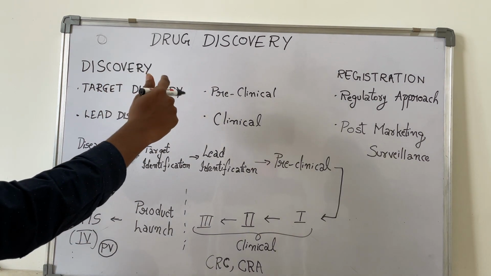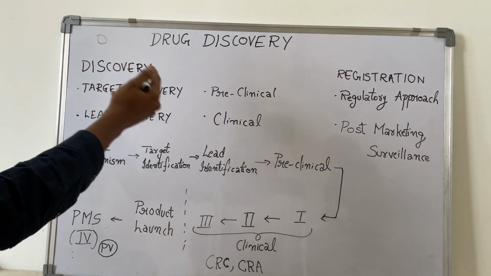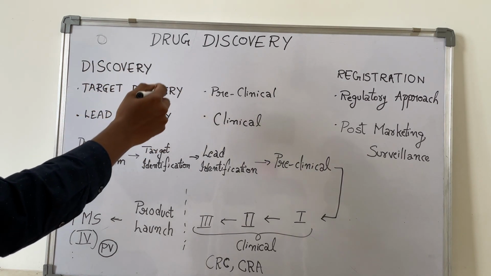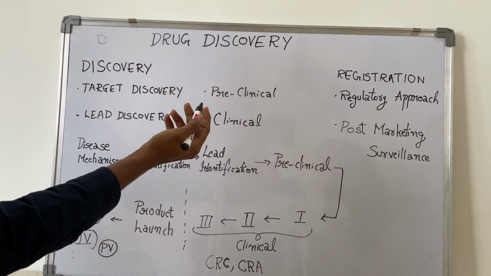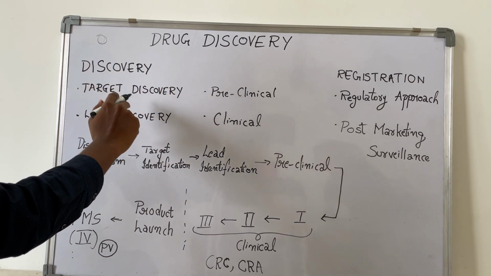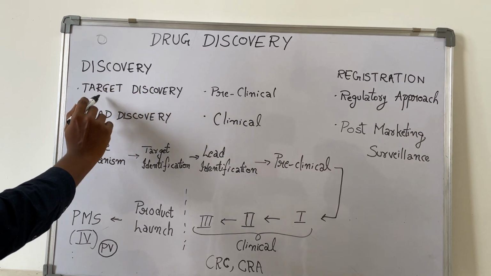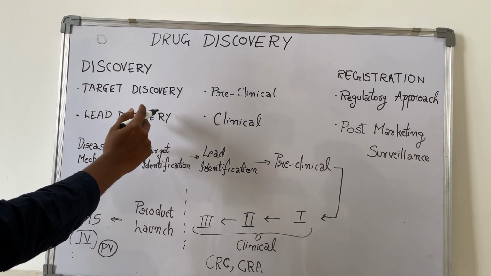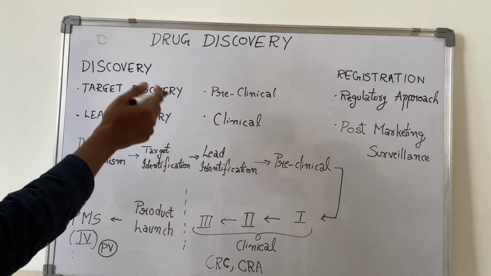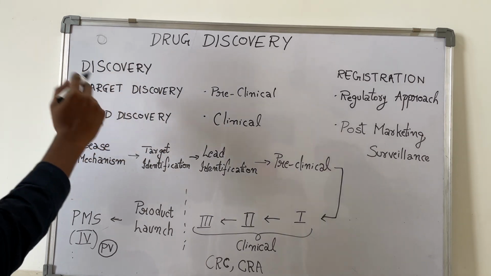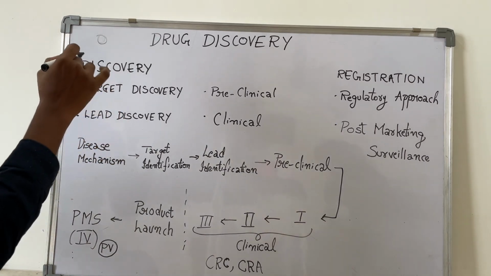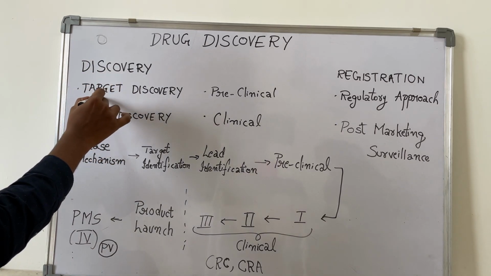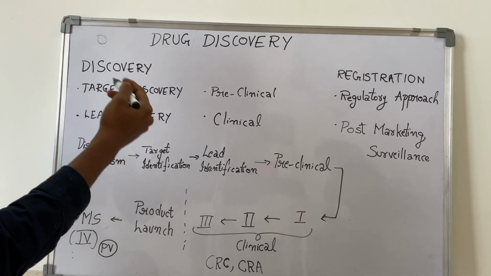There will be different tools to identify these targets. Usually there are tools like functional genomics, structural genomics, proteomics and bioinformatics. These tools will be used to identify these targets. Once they identify the target, they will validate it. Is this the real target, or did we discover a fake target? They should know whether this target is the real cause of the particular disease.